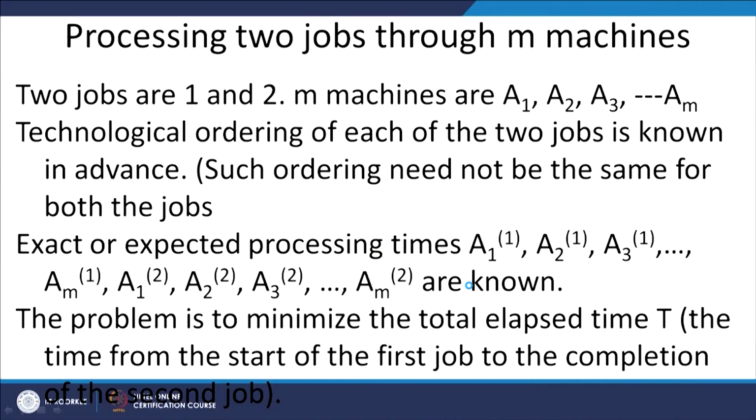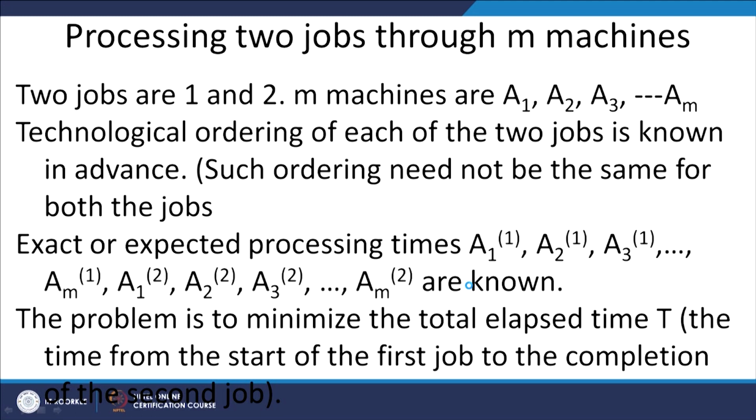So, the processing of two jobs through M machines is done as follows. We are assuming that the jobs are numbered 1 and 2, and there are M machines, let us say A1, A2, AM, and the technological ordering of each of the two jobs is known in advance. Now, what is the technological order? It means that the first job has to be done and then the second job has to be done. Such ordering need not be the same for both the jobs.